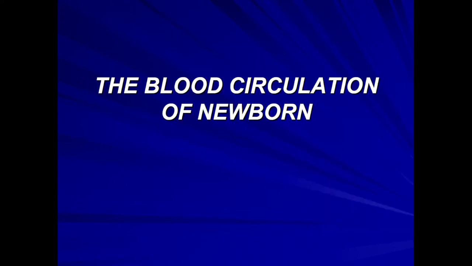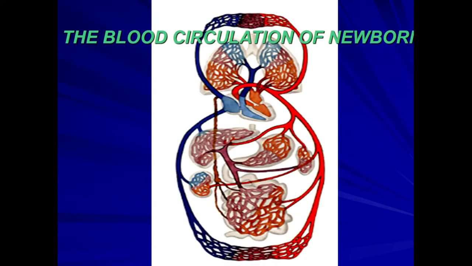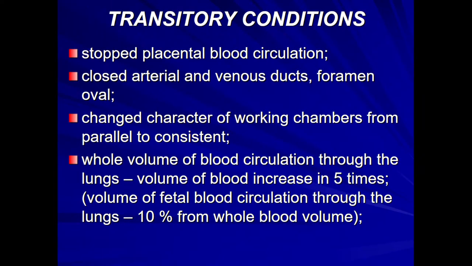The blood circulation of the newborn, a short characteristic. Transitory conditions for the cardiovascular system: stopped placental blood circulation, closed arterial and venous ducts, and foramen ovale.